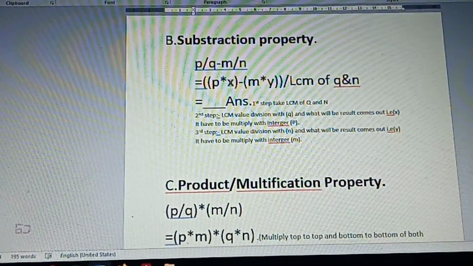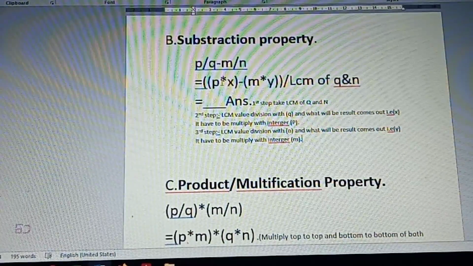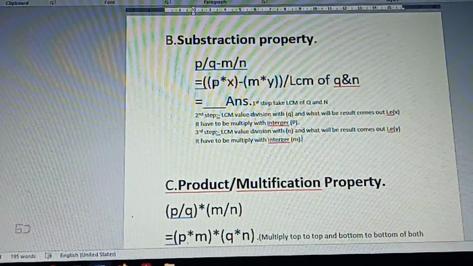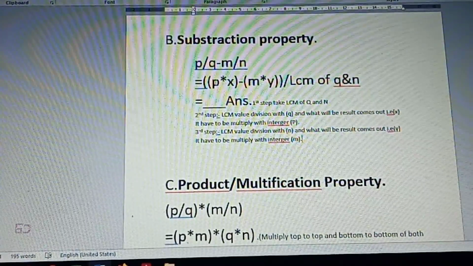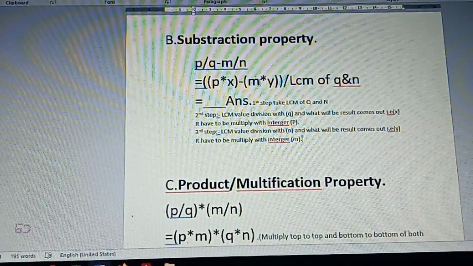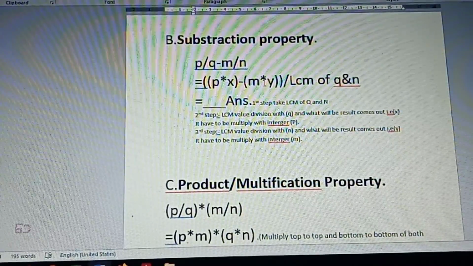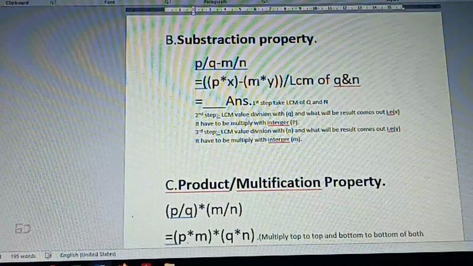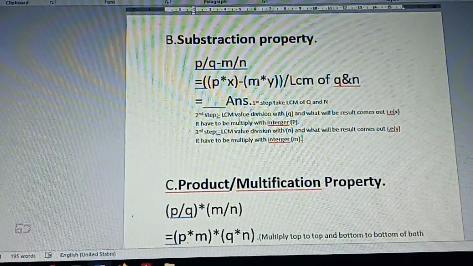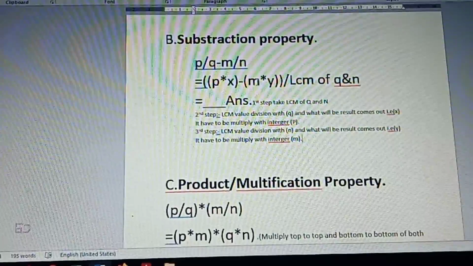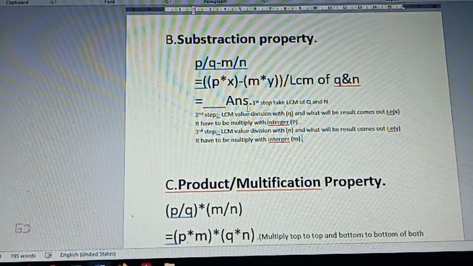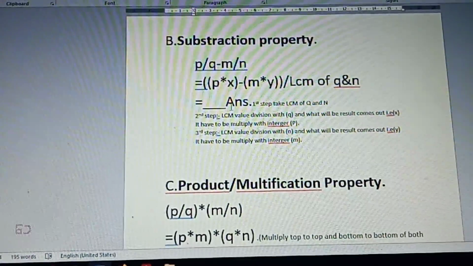Means x has to be multiplied with the top integer of the first rational number, and in the same way, the result y should be multiplied with the top integer of the second rational number. Okay, then the result that comes out is the subtraction property.